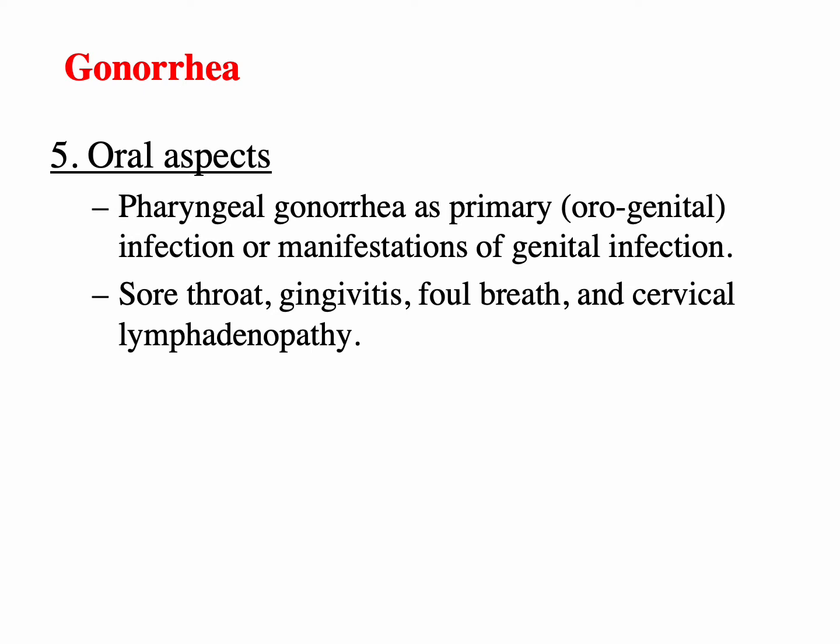What's one of the oral aspects of gonorrhea? You can have pharyngeal gonorrhea as a primary infection. Primarily that means oral-genital infections. So I leave that to your imagination how that can happen. Or it can be a manifestation of genital infection. That means that the gonococci have traveled within the body from the genital organ to the oral cavity and caused lesions in the mucosa and sometimes in the throat area.